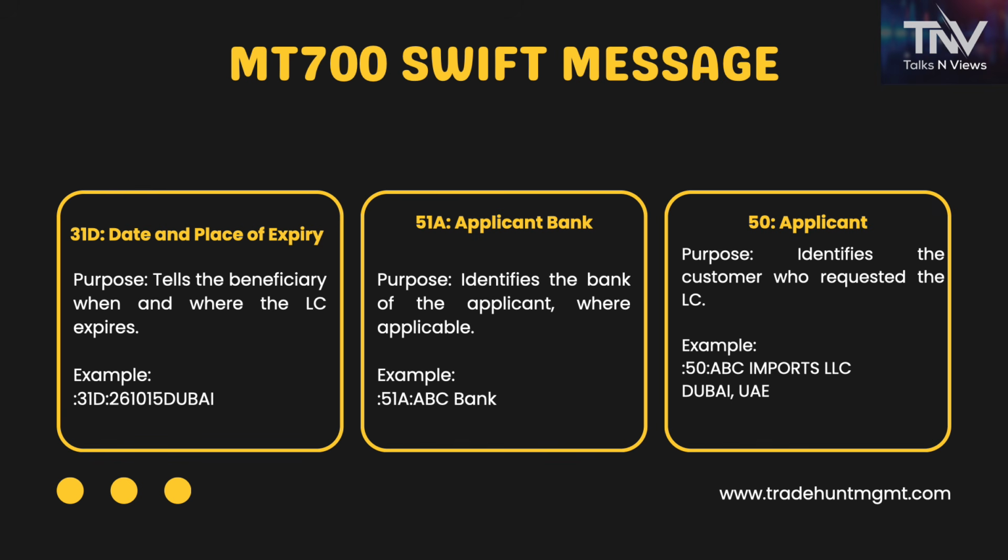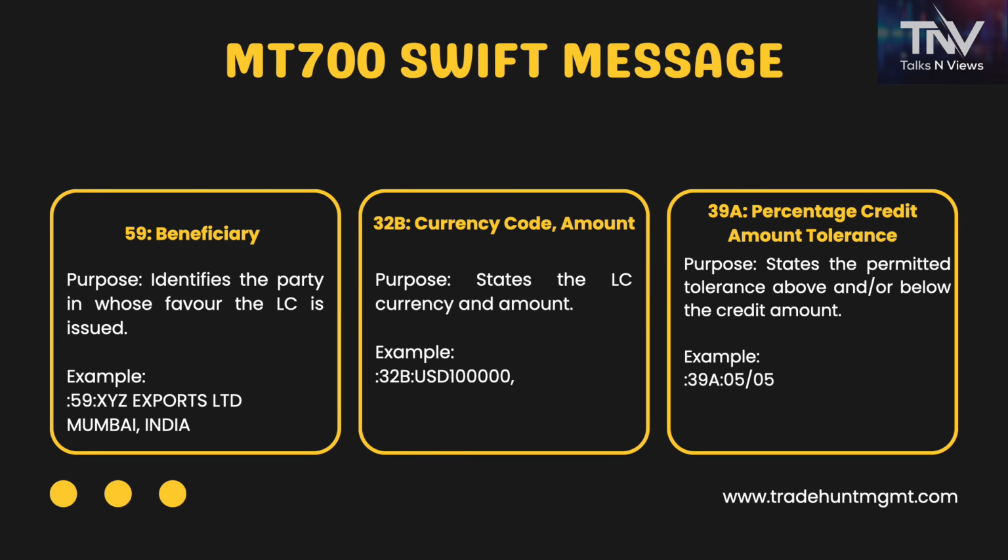Field 50, applicant. Purpose of this field, identifies the customer who requested the LC. Example, Field 50 ABC Imports LLC, Dubai, UAE. Field 59, beneficiary. Purpose of this field, identifies the party in whose favor the LC is issued.